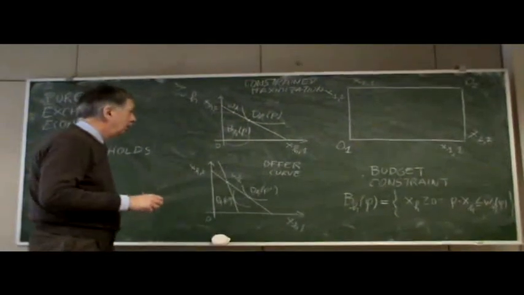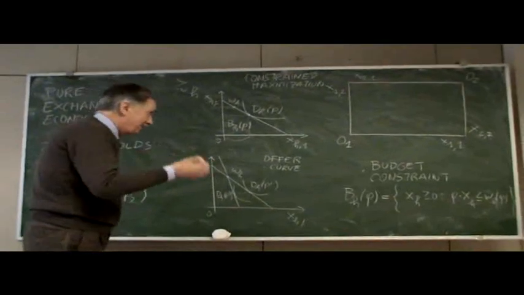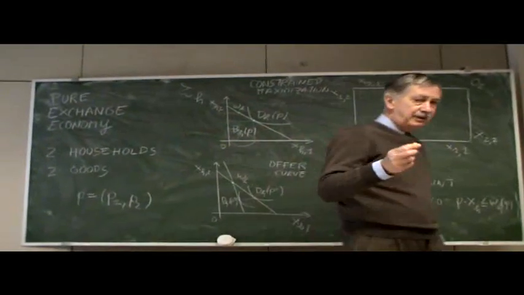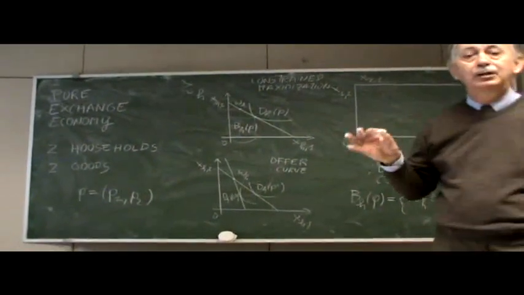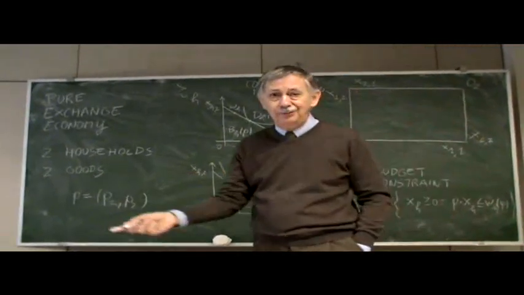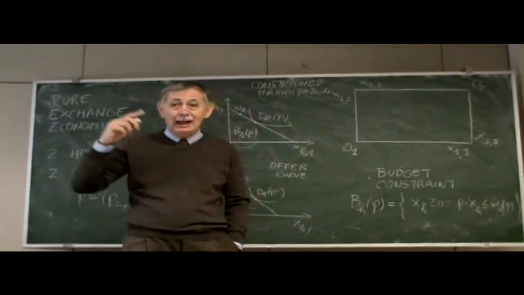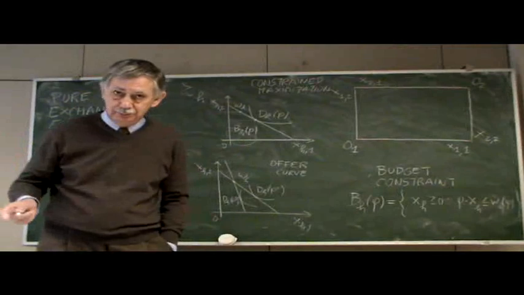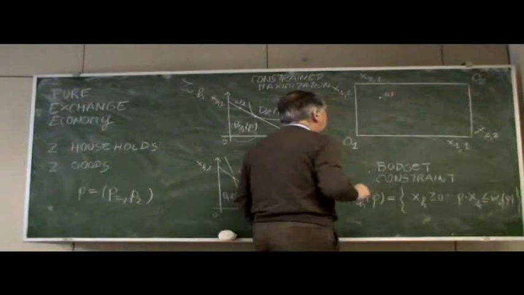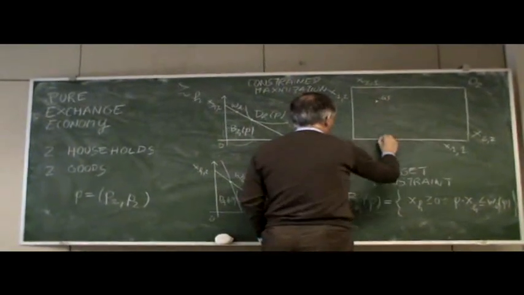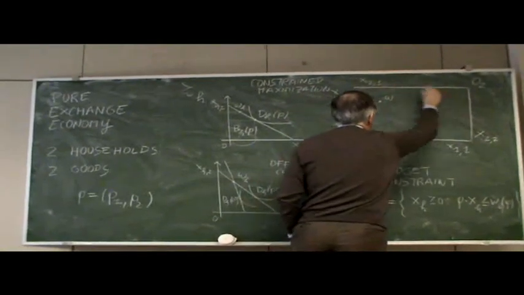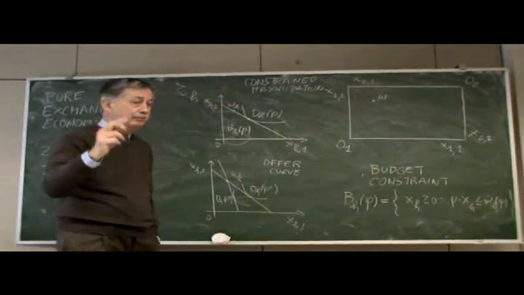Well, last step. Let us represent this situation in the Edgeworth box. The importance of the Edgeworth box is that you can use only one graphic to represent both the situation of household 1 and the situation of household 2. For example, you represent by this point omega both the initial endowment of good 1 and the initial endowment of good 2, by only one point.